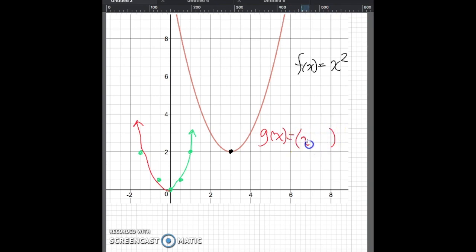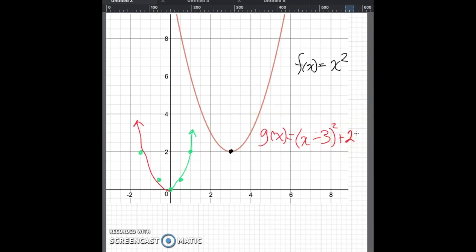I know I have this kind of setup, x squared, but this time I'm moving or translating this vertex 3 to the right. So I know this is a 3, and I'm going 3 to the right, so that's subtraction. Again, check your notes if you don't remember. Pluses actually move it to the left. And then I know I move it up, so I add 2. So there is my new function. This red one here is going to be g of x, and it's going to look like this.